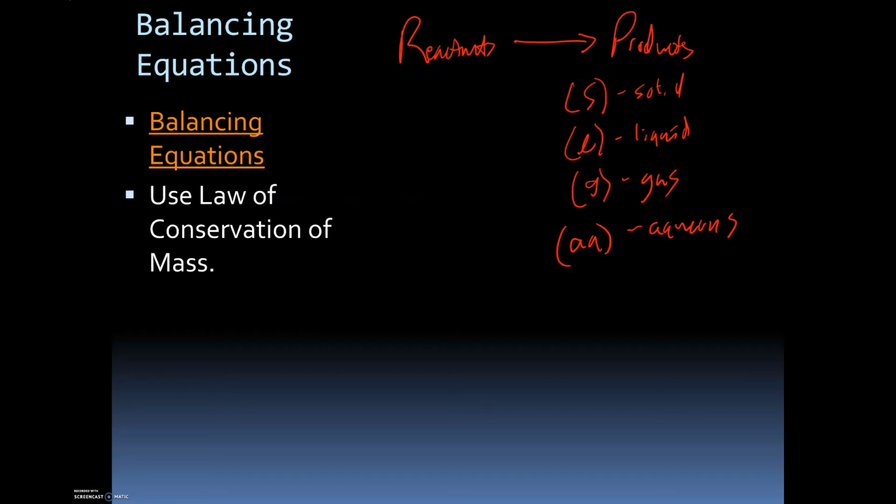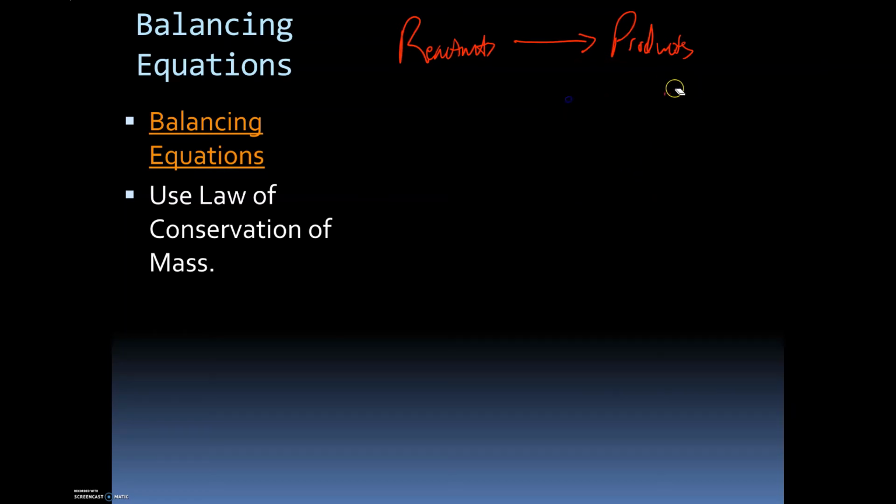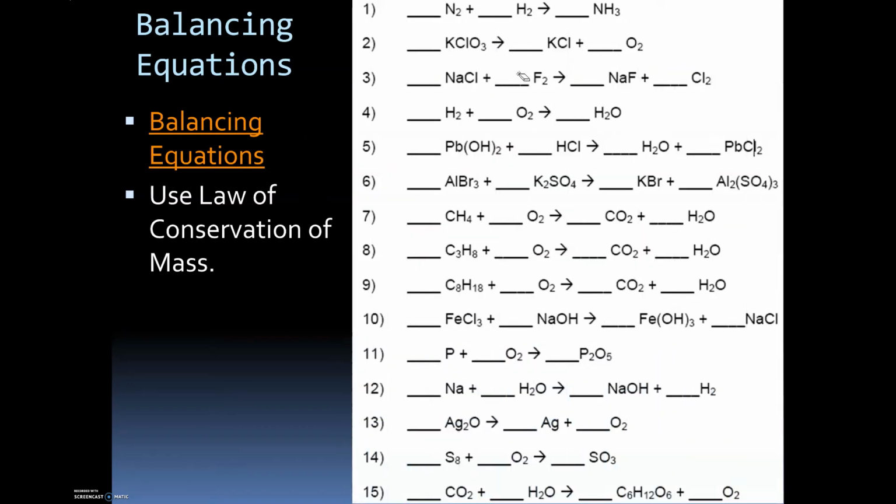Most of your reactions are going to be aqueous based for the most part in your Chemistry 1. In terms of balancing the equations, we need to make sure we know what the correct formulas are for the reactants and the products, and then we're able to go about solving for the balancing. This is just 15 different examples of equations that you can work through balancing.